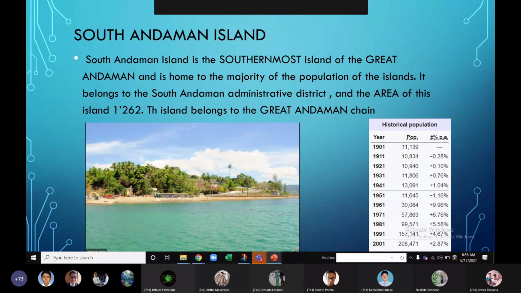South Andaman Island. South Andaman Island is the southernmost island of the Great Andaman and is home to the majority of the population of the islands. It belongs to the South Andaman Administrative District, and the area of this island is 1,268 square kilometers. The island belongs to the Great Andaman chain. As you can see, I have presented the chart about the historical population of South Andaman Island.